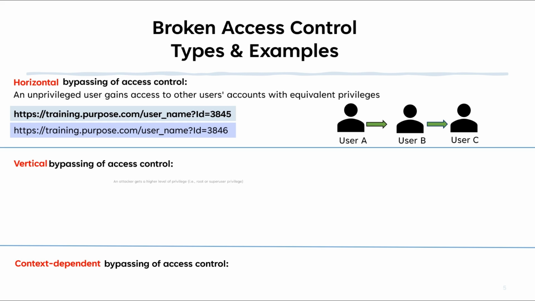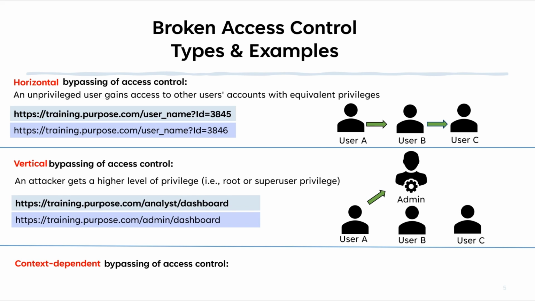What about vertical bypassing of access control? An attacker gets a higher level of privilege, like root or superuser privilege. Here we can see that instead of gaining access to other users with the same permissions, he elevated their privileges to admin. You can see the example here when you have access to the analyst dashboard, but after that we have access to the admin dashboard, where of course we have more privileges to do different things in contrast with the analyst level of permissions.